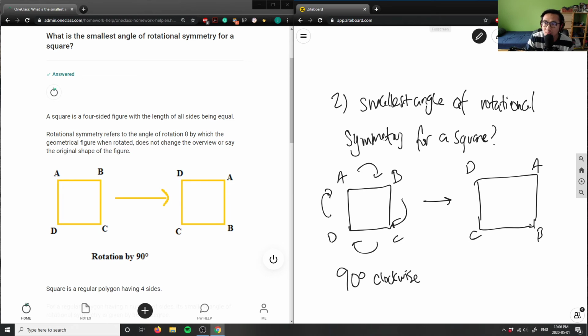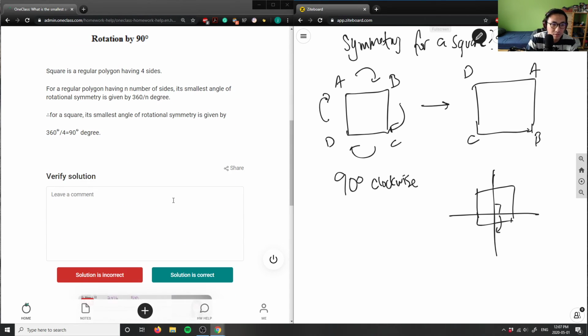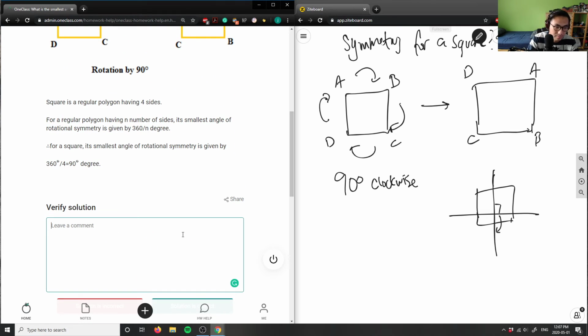So if you think about it in terms of an XY plane, I have to rotate it again 90 degrees. If I have a square here, I'm going to have to rotate it again 1 step this way in order for us to get this square here. So the smallest angle is indeed 90 degrees here. So this solution here is correct. Correct. Good explanation.